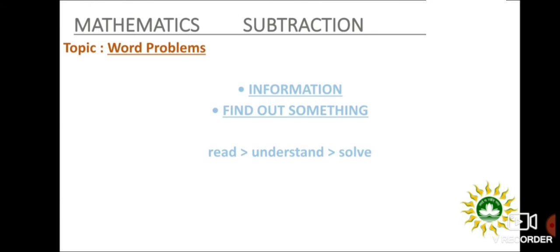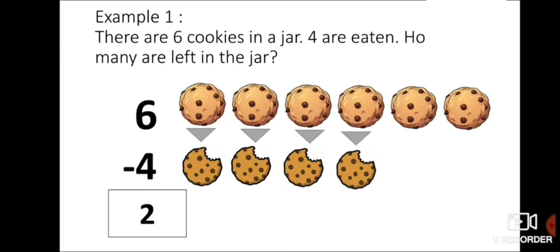I hope you all are familiar with word problems because we have already done word problems in the addition chapter. We know that in word problems some information is given and we have to find out something. So first we need to read the statement correctly and understand what information is given and what we have to find out, and then we have to solve the problem accordingly. So this is one example. There are 6 cookies in a jar. 4 are eaten. How many are left in the jar?